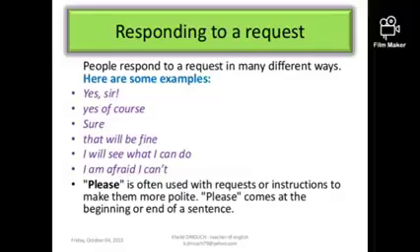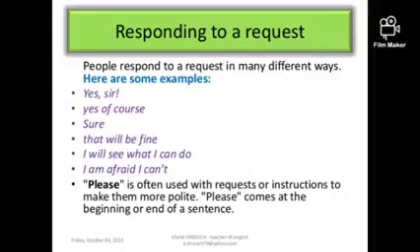So in responding to a request, we have positive or negative answers, okay, or responses. For example, sure, which means they accept the request. I'm afraid I can't. This is negative, okay. They reject the request.